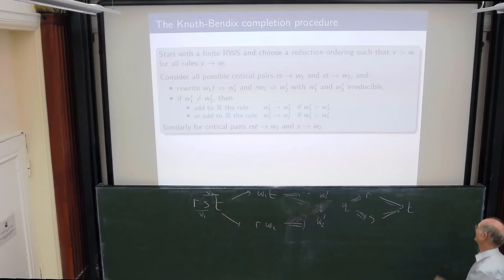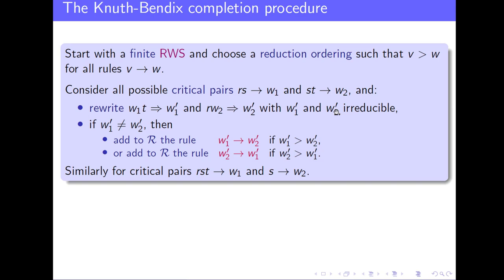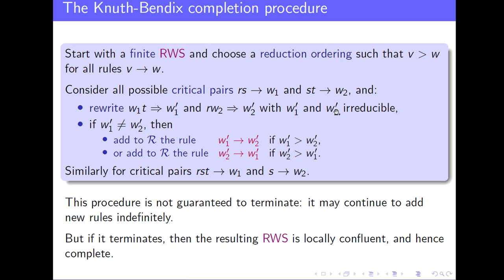So there are some nice implementations of this procedure. There's one by myself in KBMAG. There's a very efficient one by Charles Sims, which is actually available. They typically have zillions of options, the implementations of this, all the possible orderings and the possible ways you could do various things. Okay, so the snag of all this is the procedure will not normally terminate. Typically, it will just continue adding new rules indefinitely. And so you start with 5 rules and you run the thing, and before you know it, it's got 30,000 rules. And it says, are you sure you want it to go on? And so on. Okay, so if you're lucky and it terminates, then the resulting RWS is locally confluent and it's complete.